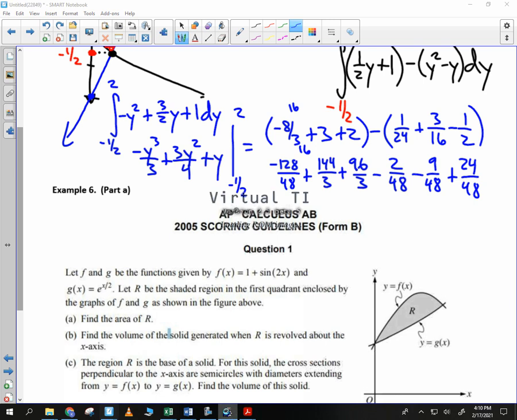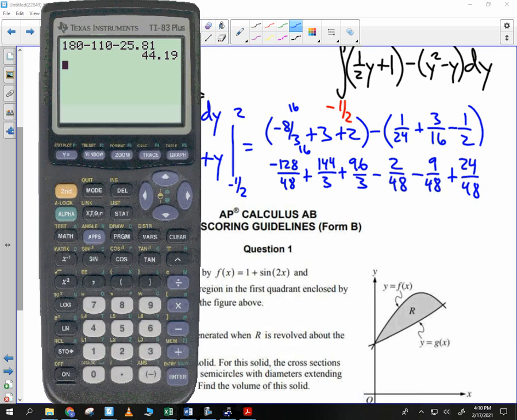So we just simply add those together. Negative 128 plus 144 plus 96 minus 2 minus 9 plus 24. I get 125 over 48. There you go.